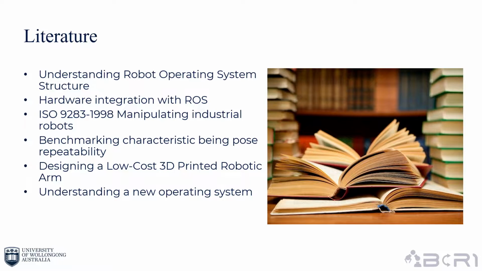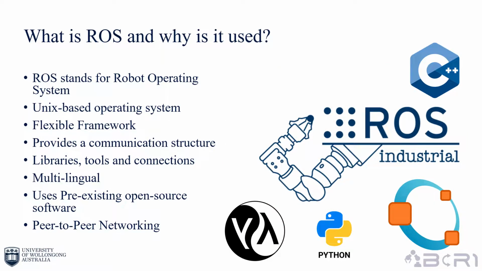understand the pose repeatability. What is ROS and why is it used? ROS is an open-source, Unix-based robot operating system which is a flexible framework that has been developed to provide a seamless structured communication layer for communication from off-board to on-board machines.